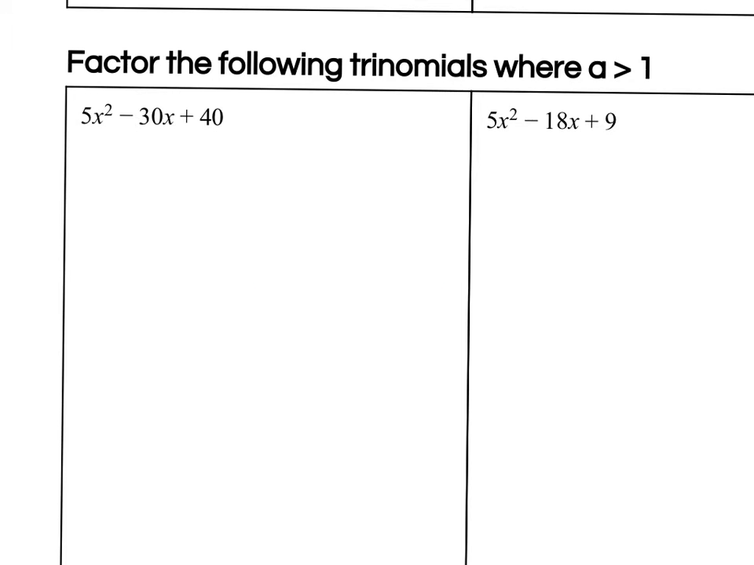When we encounter a trinomial that has a number in front, we should probably look for a common factor first. And in fact, 5 does go into 5, 30, and 40. So I'm going to take the 5 out, and I'm left with x squared minus 6x plus 8. I keep the 5 up front, but I can ignore it for now.